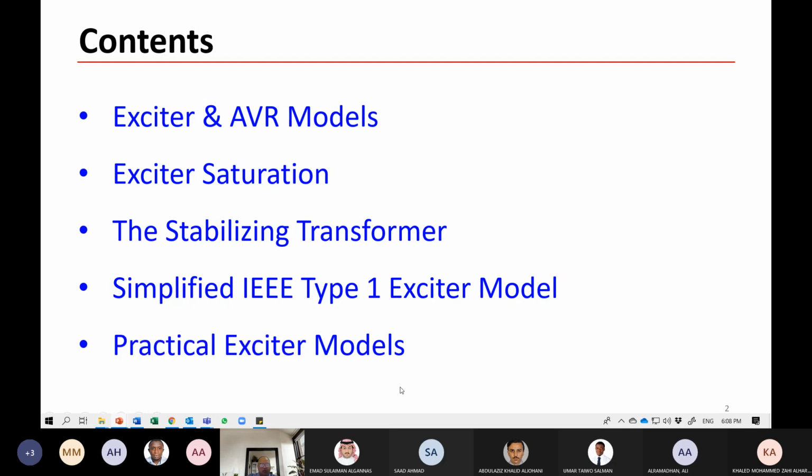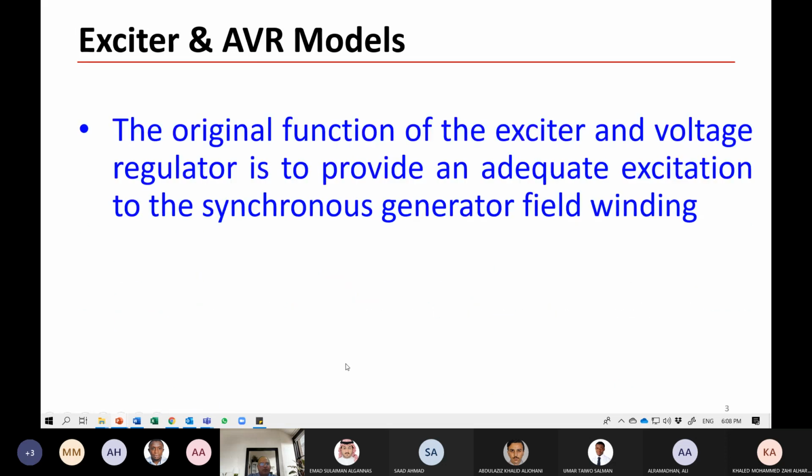Practical exciter models also we will give you some indication about the real life exciters, which are used in power plants, not only in Saudi Arabia but in real life in general. So the original function of the exciter and the voltage regulator is to provide adequate excitation for the synchronous generator field winding.